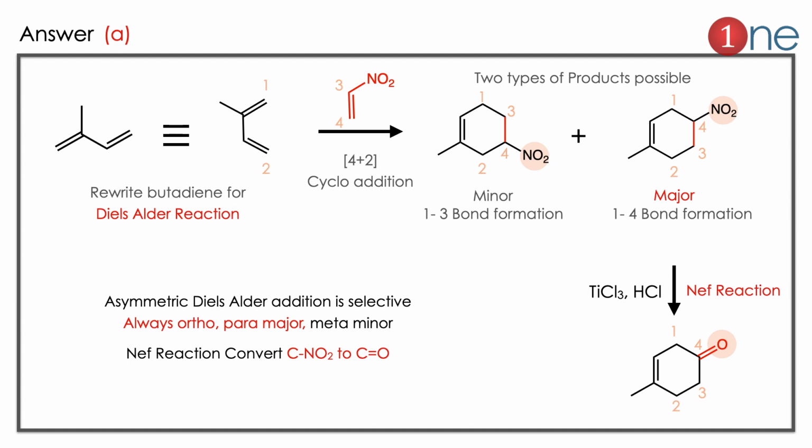So this is the major. Then the nitro is there. We are using titanium tetrachloride and HCl. If you study the Nef reaction, you might know that NO2 converts into CO. This is a very important naming reaction because one functional group converts into another functional group. So the final product is a ketone here. Here you have to learn 2 things. One is that asymmetric Diels-Alder reaction leads to the ortho and para product as major, meta is minor. Then the Nef reaction catalyst titanium tetrachloride converts C-NO2 into C=O.